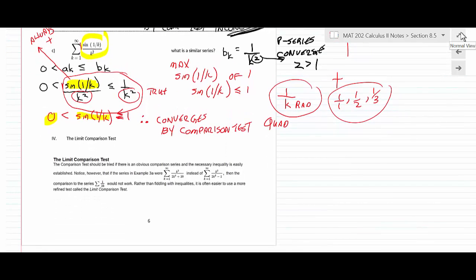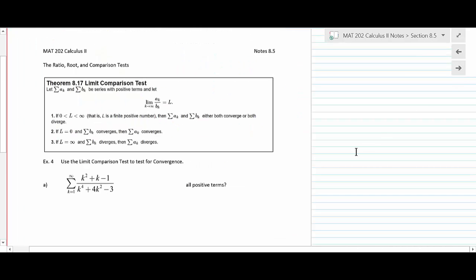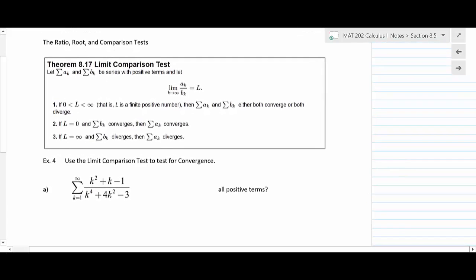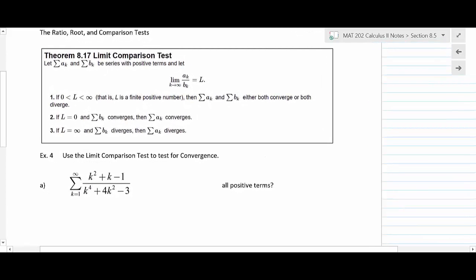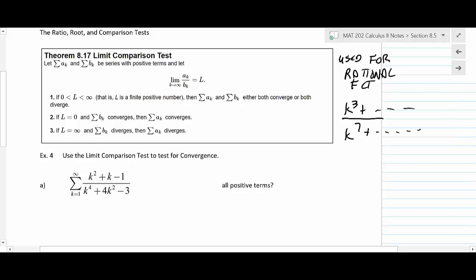Okay, next thing I want to go to is the limit comparison test. On this next page, you might want to write a note for what you're looking for. You usually look at rational functions where you have powers, like k to the third plus a bunch of stuff, and then k to the 7th plus a bunch of stuff. That's what it's typically used for, because then you can usually compare it.